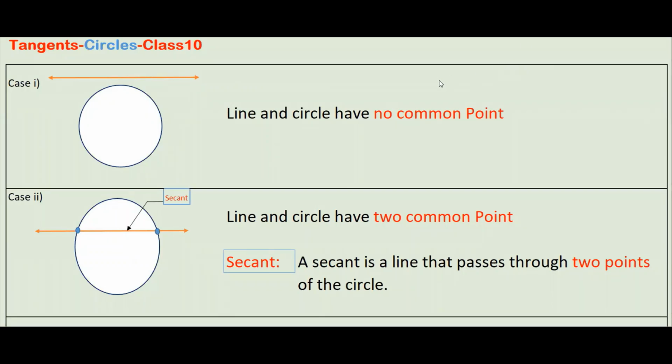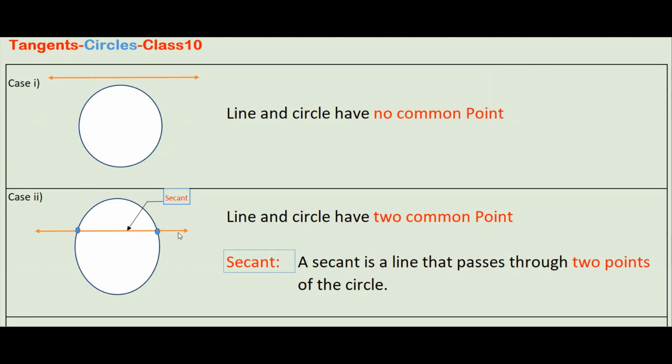Today I am going to tell about tangents of circles, properties of tangents, and the solutions of Exercise 10.1 from NCERT Class 10. If you see the first case, here a circle and a line are there, and there is no common point for the circle and line. And in the second case, a line intersects the circle at 2 points.